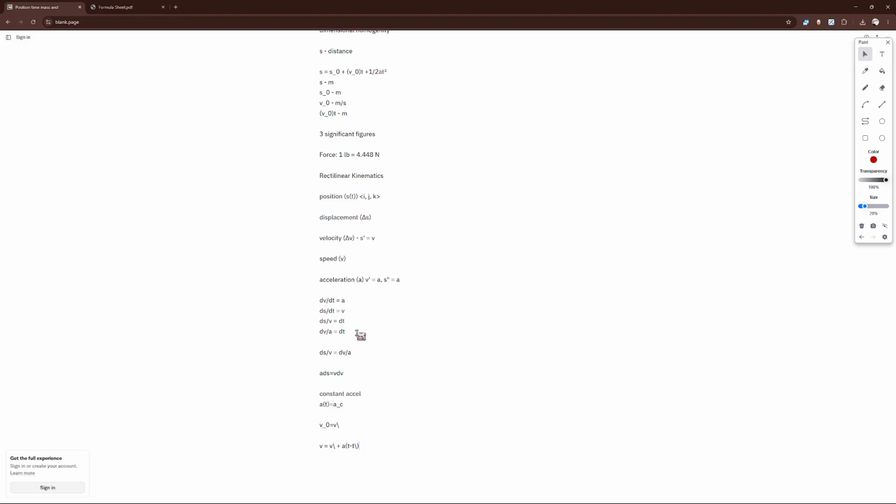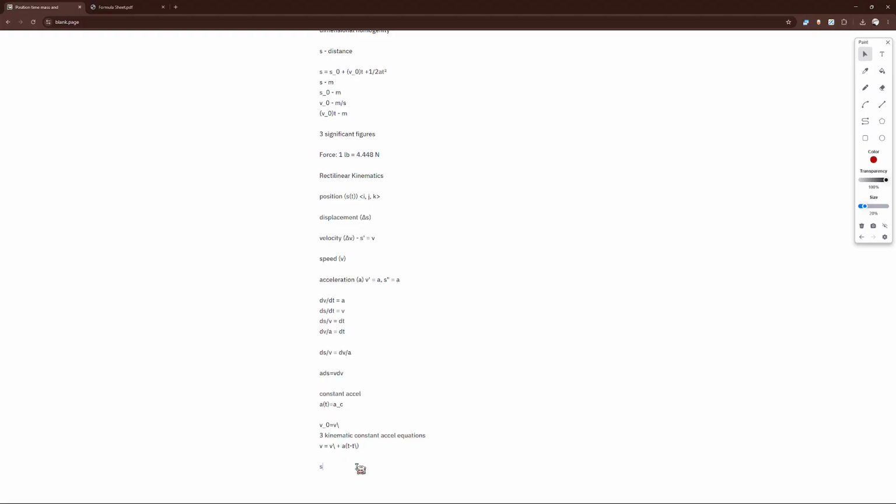That's all there is to it. You would take these and this relation, integrate them, and that's how you'd get these 3 equations. These are the 3 kinematic constant acceleration equations. But yeah, that's how you would get these.